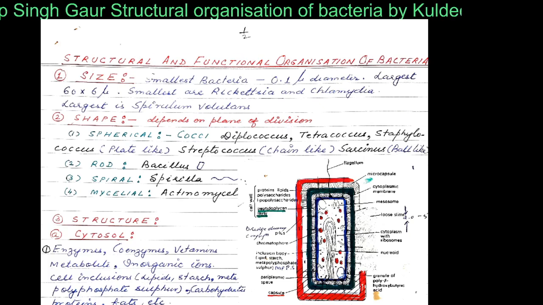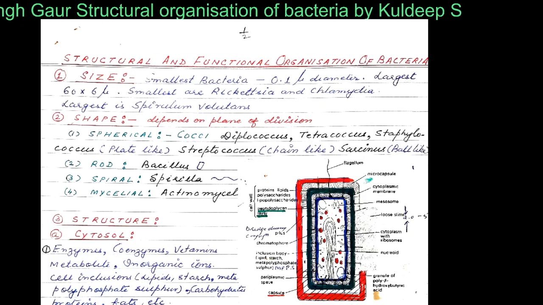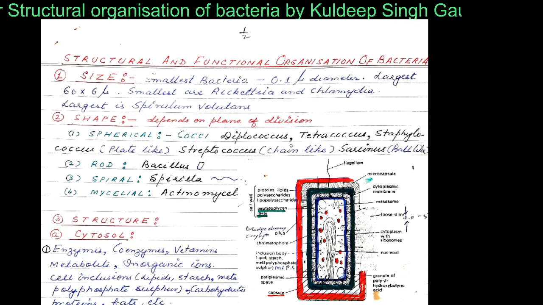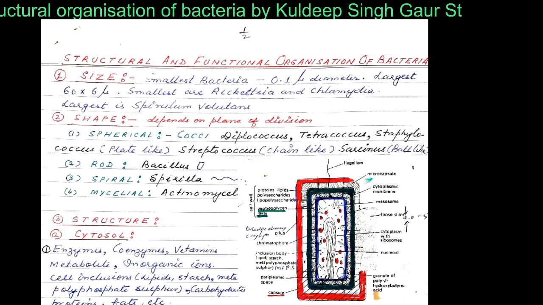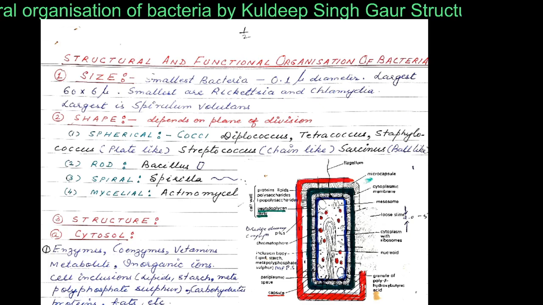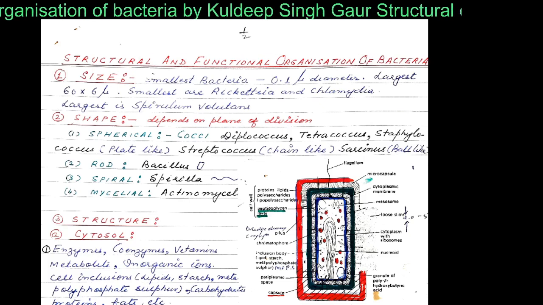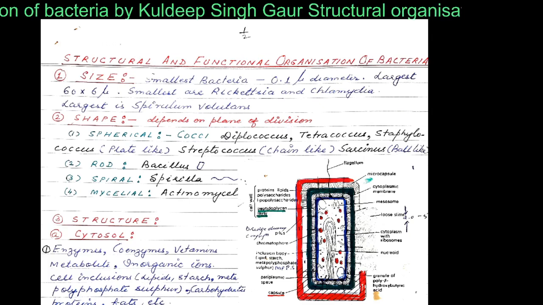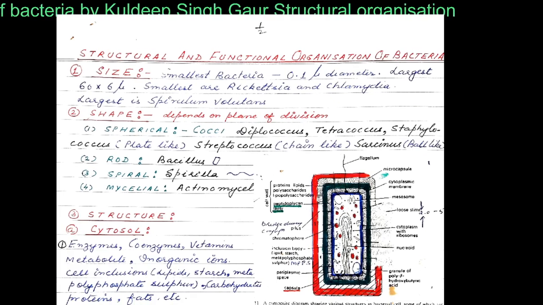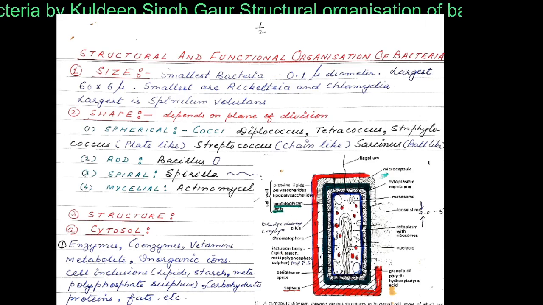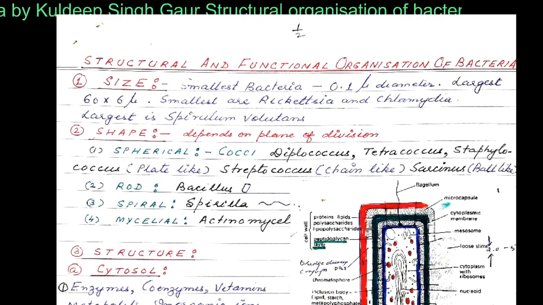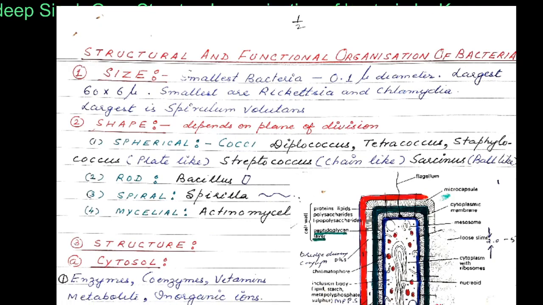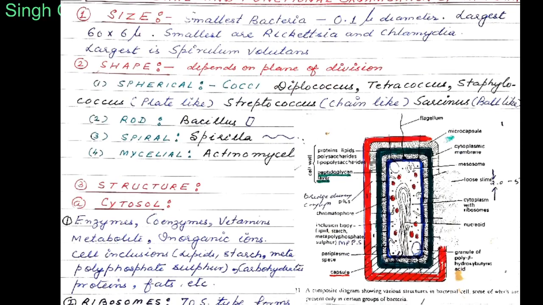The second shape is rod, and in this category we have Bacillus, which gives the appearance of a small rod. The third shape is spiral, and the example is Spirilla, which looks like a spiral rod. The fourth form, mycelial, forms mycelia-like structures, and the example is Actinomycetes.